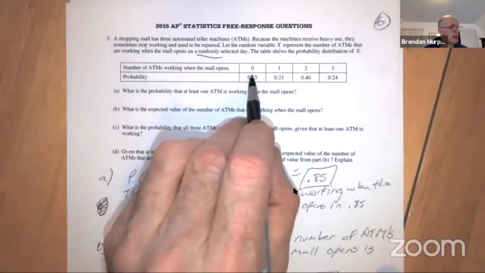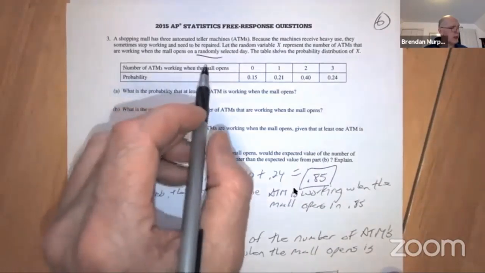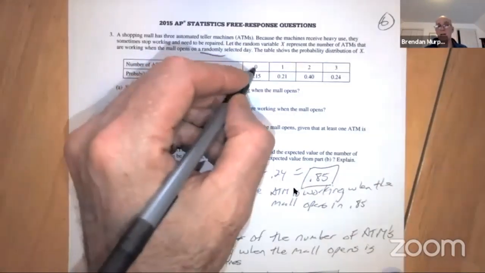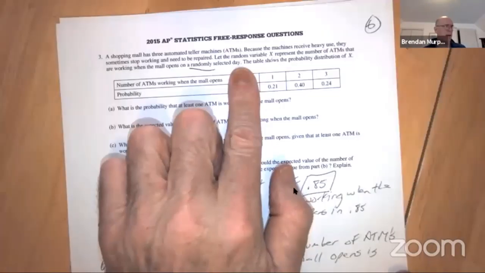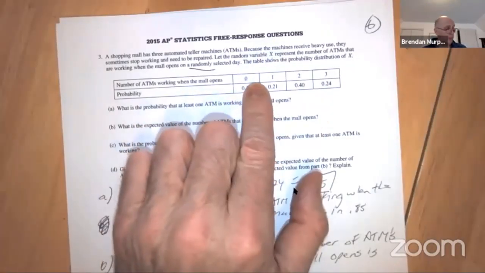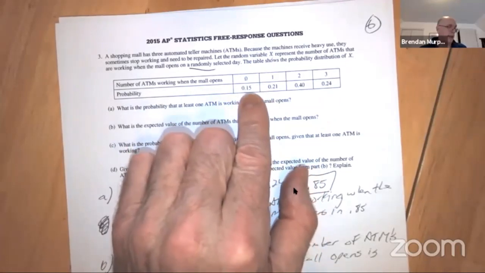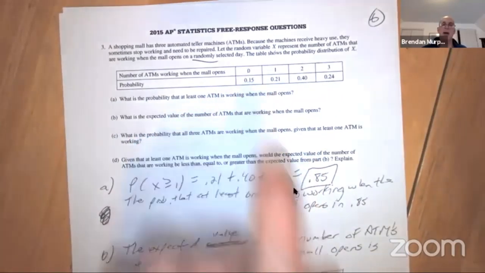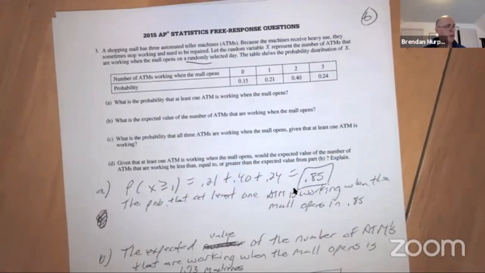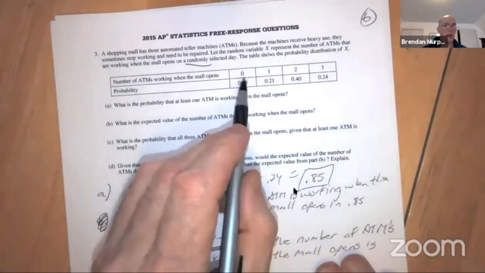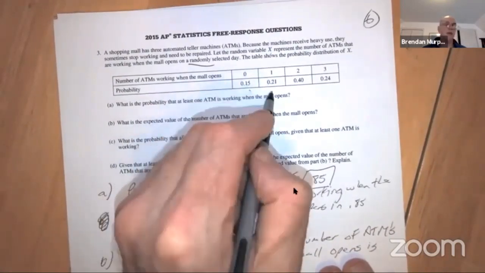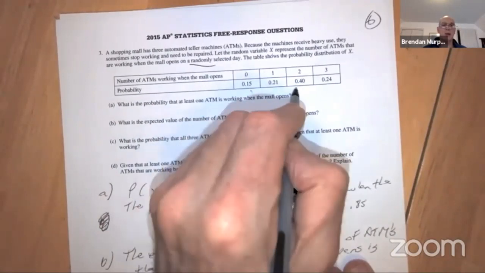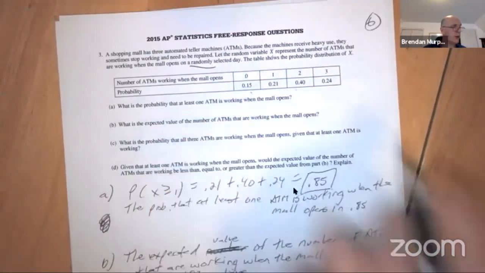So this little table down here: number of ATMs working when the mall opens, none, 0. That is an option, and sometimes students forget that. Sometimes students say 1, 2, or 3, Mr. Murphy. Well, I guess none of them could be working, and that would be terrible, right? I'd have to walk around and go to 3 or 4 different machines, and none of them would be working, right? Probability of that is 0.15. 1 machine working, 0.21, 2 machines, 0.40, 3 machines, 0.24.